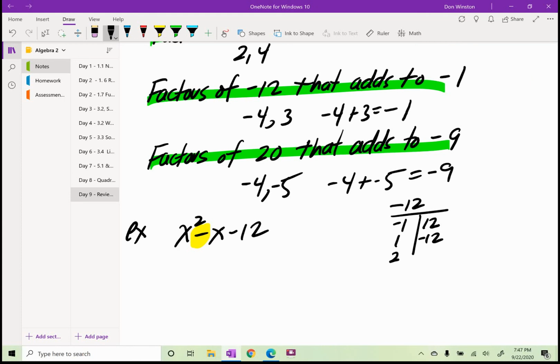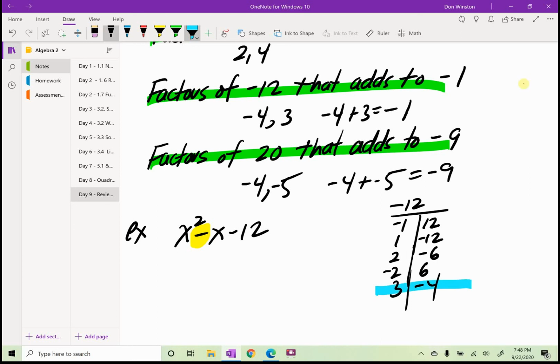I can go 2 and negative 6. When I multiply, I get a negative 12, but when I add, I get a negative 4. That doesn't work. I can go negative 2 and 6. Well, that would give me 4 when I add. I can go 3 and negative 4, and that does it. So 3 and negative 4, when added, gives you your negative 1. So those are the factors of negative 12 that add up to negative 1.